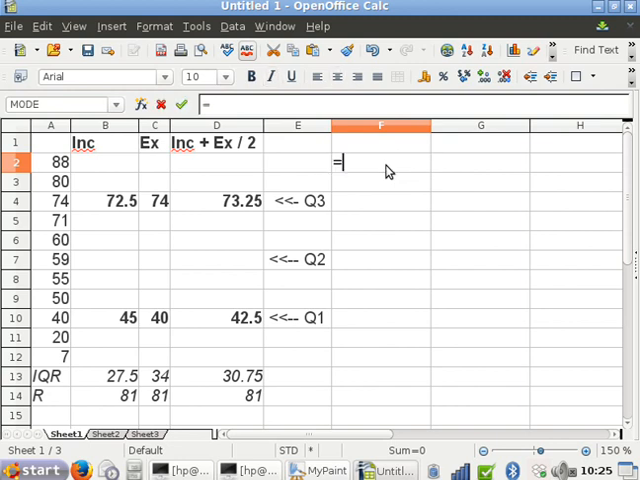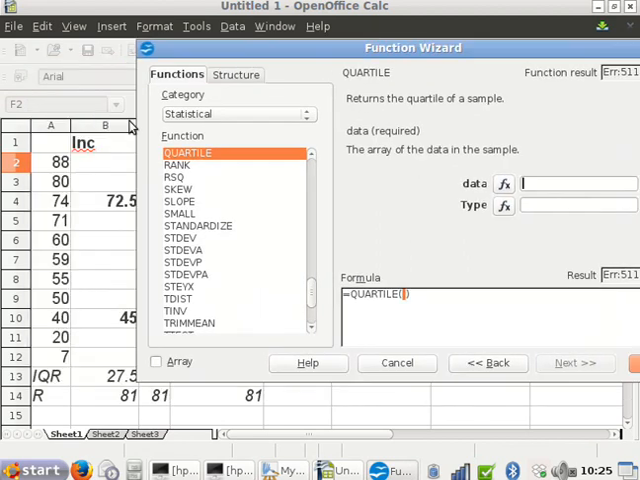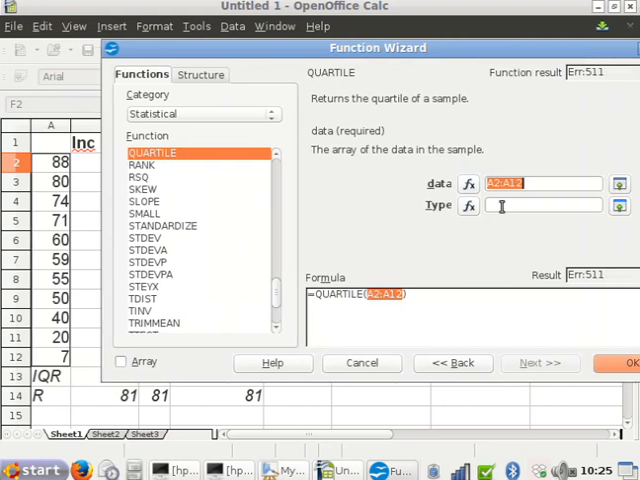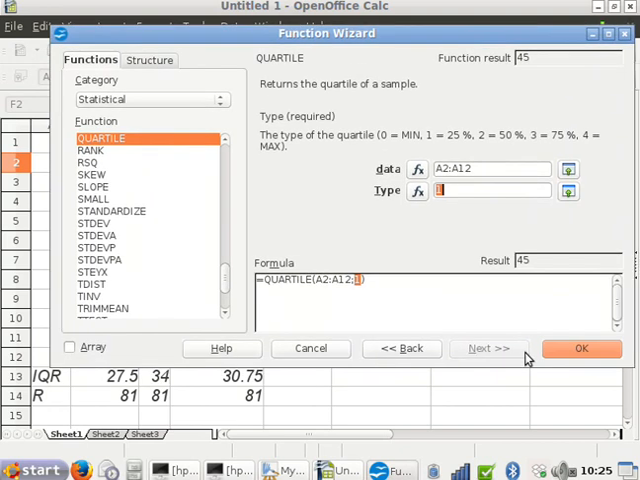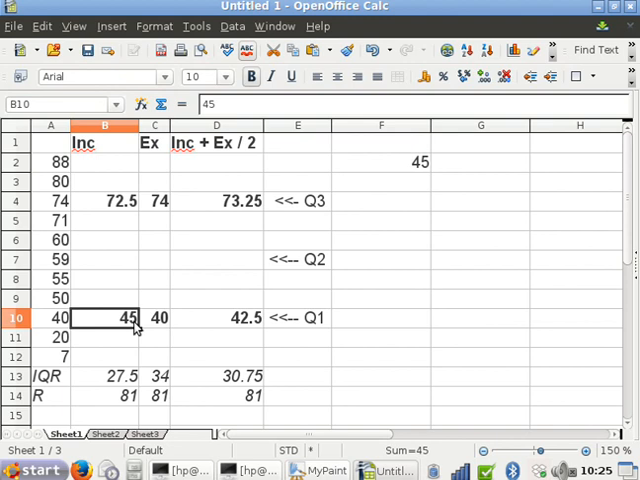So function, quartile. Good. So we have here's all our data, and we would like the lower quartile. So this is Q1. Yeah, so Q1. Not 45. Oh yeah. So it looks like they used the method that includes it.